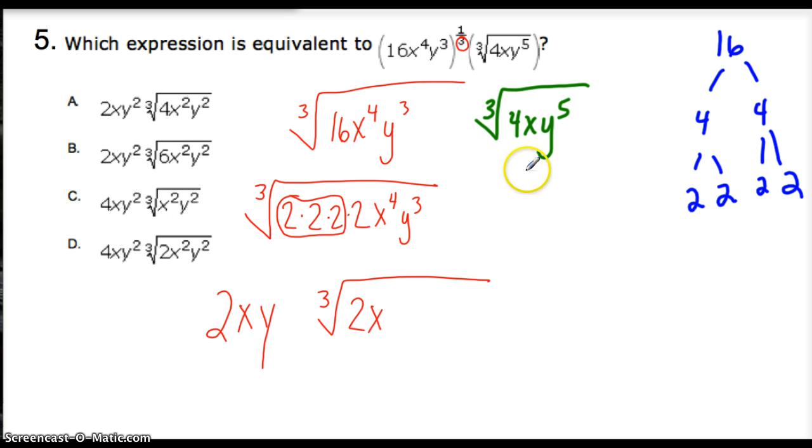Okay, so now when I do that, I have to have groups of 3. So if I break 4 down, I have 2 times 2. So underneath here, I'm going to have the cubed root of 2 times 2, and then x and y to the 5th.